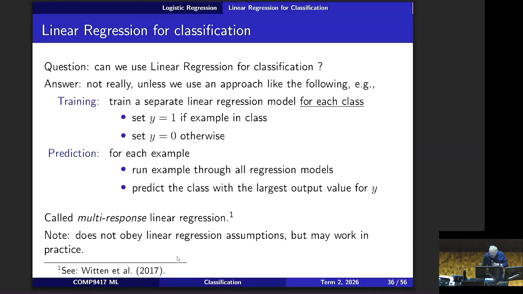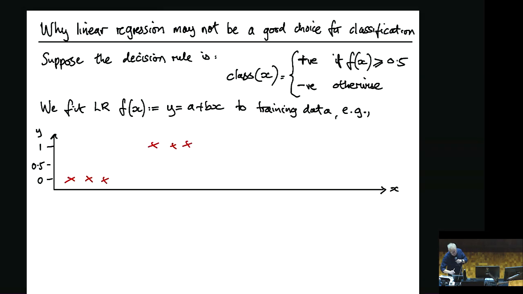this could be a problem is that suppose the decision rule is we classify x as positive if some function of x is above a threshold, and arbitrarily we could say 0.5, otherwise it's negative. So if we wanted to use linear regression, we would say the function is a linear model, y equals a plus b x, and we fit that linear regression model to some training data.